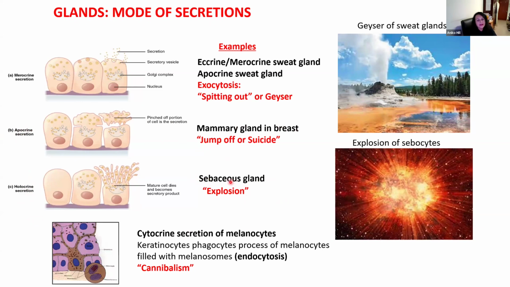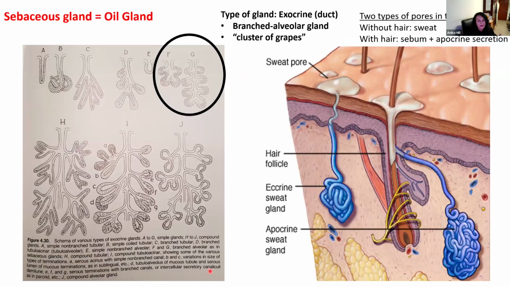And that would be the best example of the sebaceous gland. You remember we just did that in lecture 1, that between the melanocytes and the keratinocytes, cytokine secretion is a new kind of secretion that exists when the keratinocytes are phagocytosing, eating off a piece of the process of the melanocytes that are filled with melanosomes, a type of endocytosis, actually, which reminds me of cannibalism. When somebody is biting somebody else, cannibalism comes to my mind.